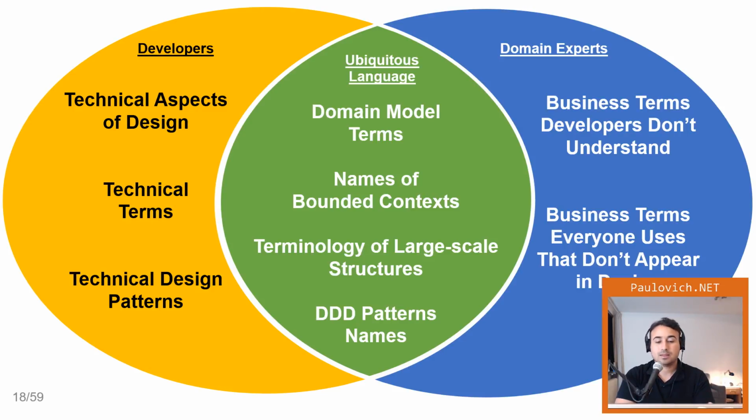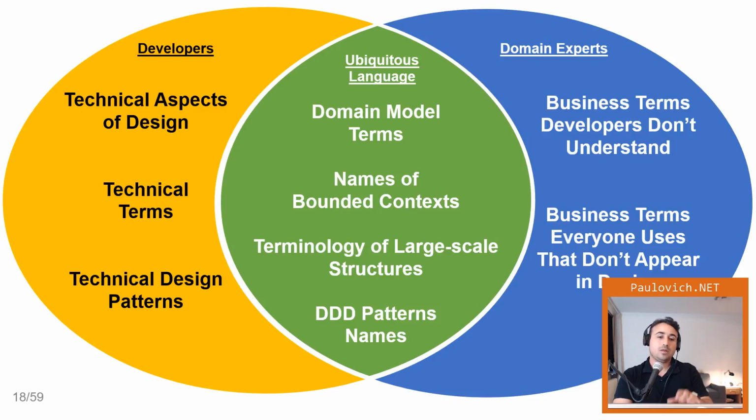The DDD pattern names, what are entities, what are aggregate roots, what are value objects. These are important to know. And large-scale structures, like the communication and dependencies between bounded contexts, are important to share between these two roles in a company. Well, it's also important to say what is not ubiquitous.